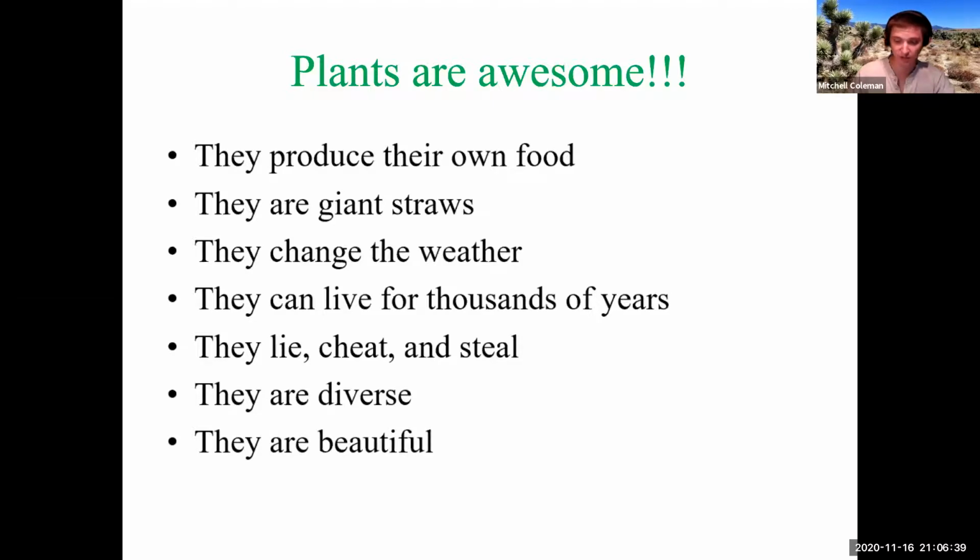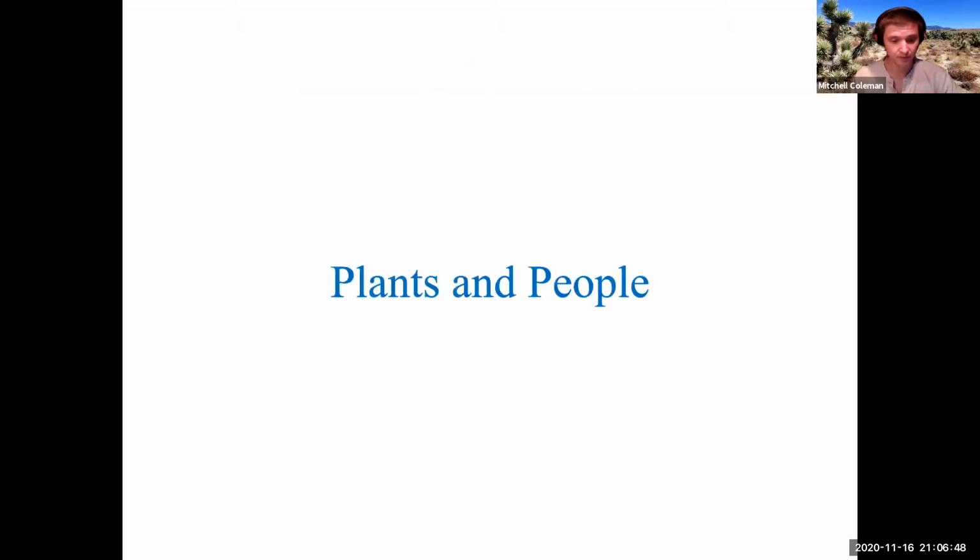So many different species of plants, California being a really great example. We have more plant species here than anywhere else in the United States. And they're beautiful. So that's kind of some broad stuff.